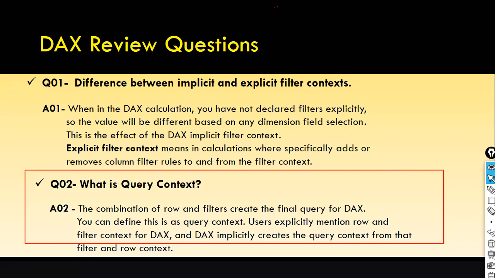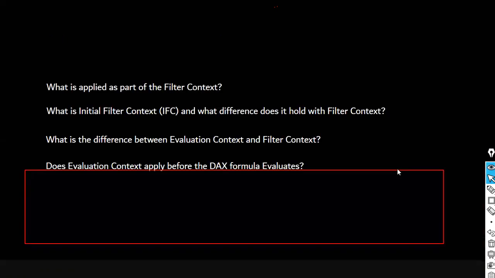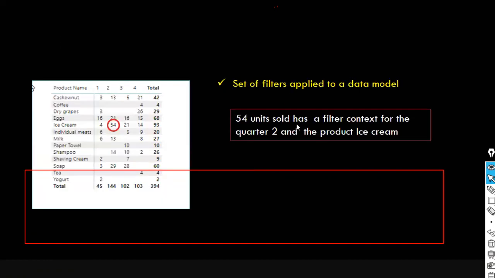We have something else called query context. The combination of row and filters creates a final query for your DAX. That is what your query context is. The final output, after applying the filter context and row context, that is what your query context is.